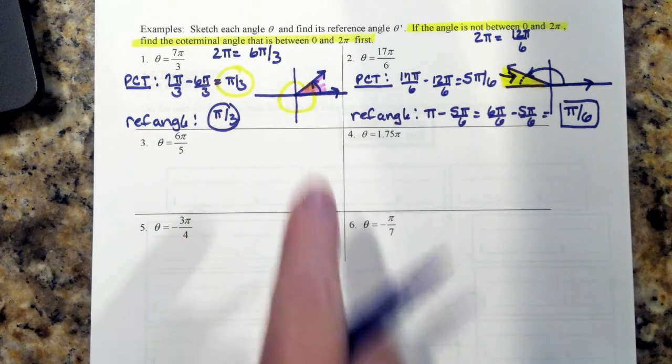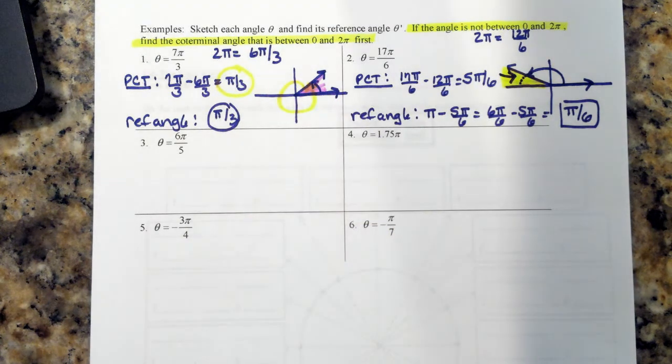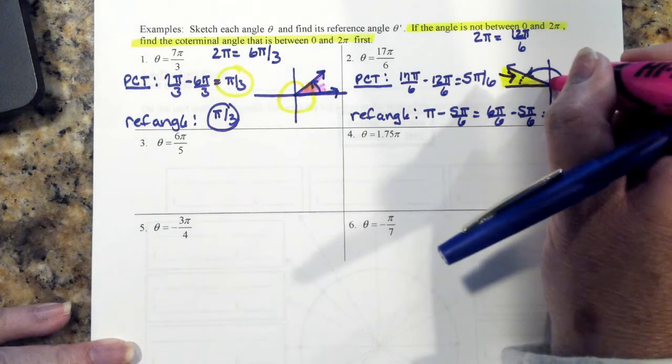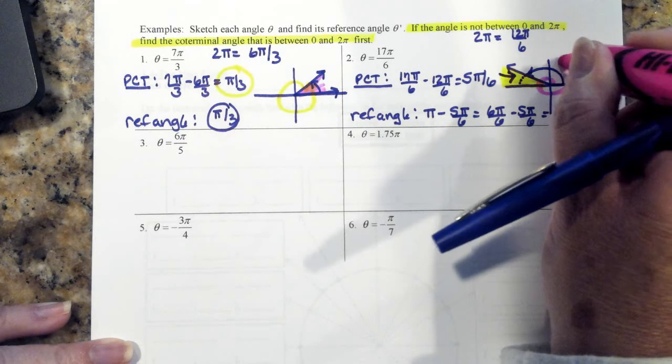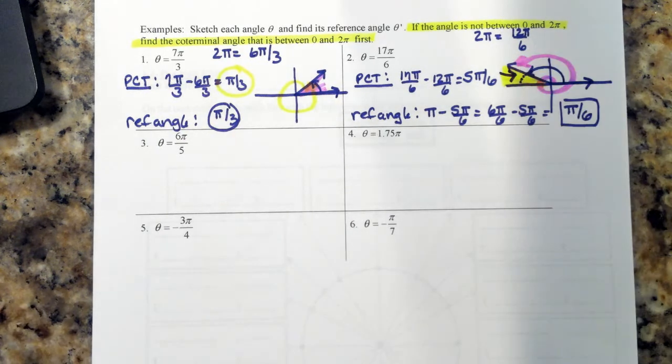So again, the key is if the angle that you're trying to find the reference angle for is not between 0 and 2 pi, find that positive coterminal angle between 0 and 2 pi first. And I know that 17 pi over 6, if I was to sketch that angle, I would have to make one complete revolution around and then go another 5 pi over 6. So that's the angle of 17 pi over 6.